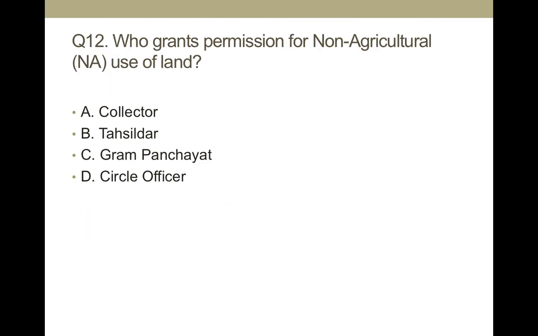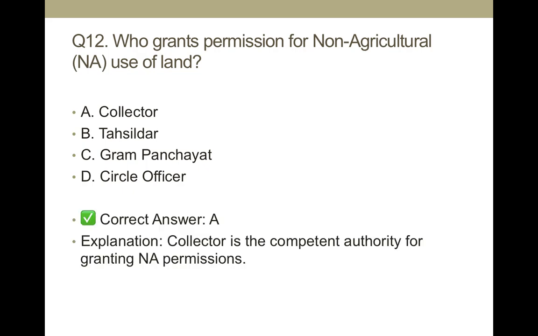Question 12. Who grants the permission for non-agricultural use of land? Option A, collector. Option B, Tahsildar. Option C, Gram Panchayat. And option D, circle officer. So correct answer is option A, that collector is the competent authority for granting the NA permissions.